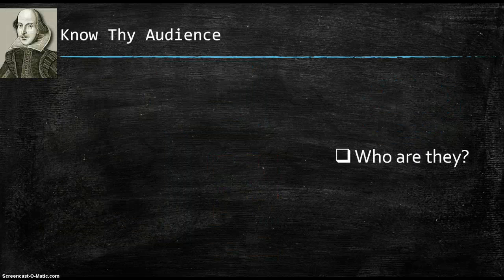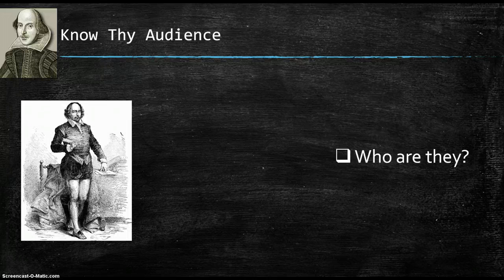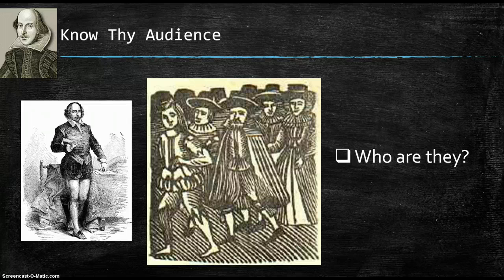Members of a community need to know for whom they are writing. This is their audience. Let's take Shakespeare for example. He wrote plays for a wide audience, ranging from uneducated peasants to merchants to royalty.